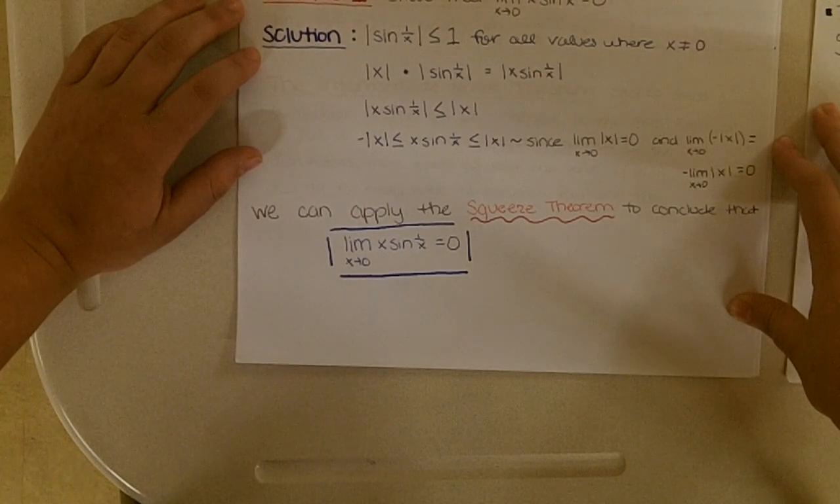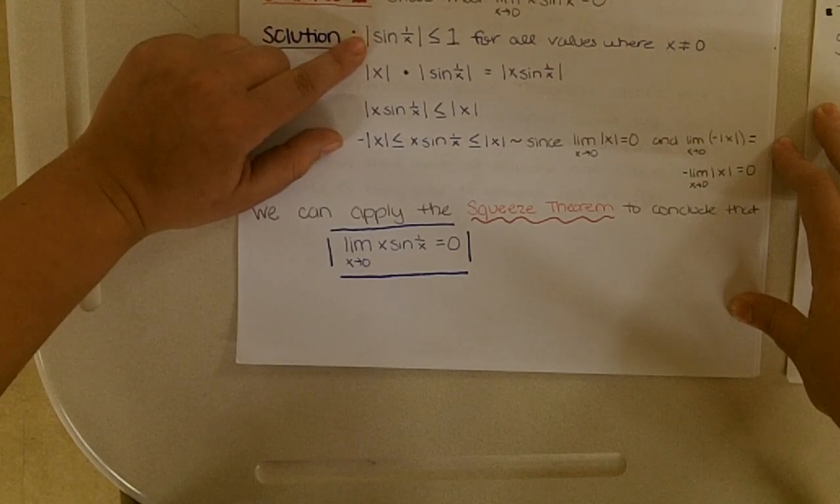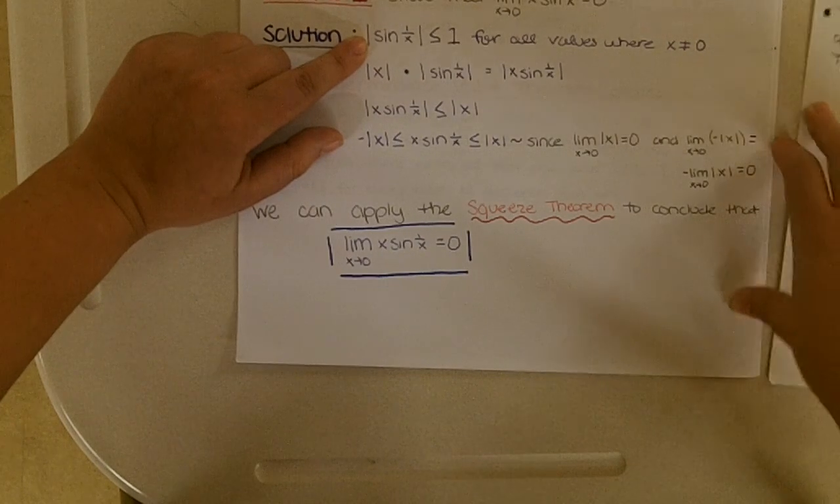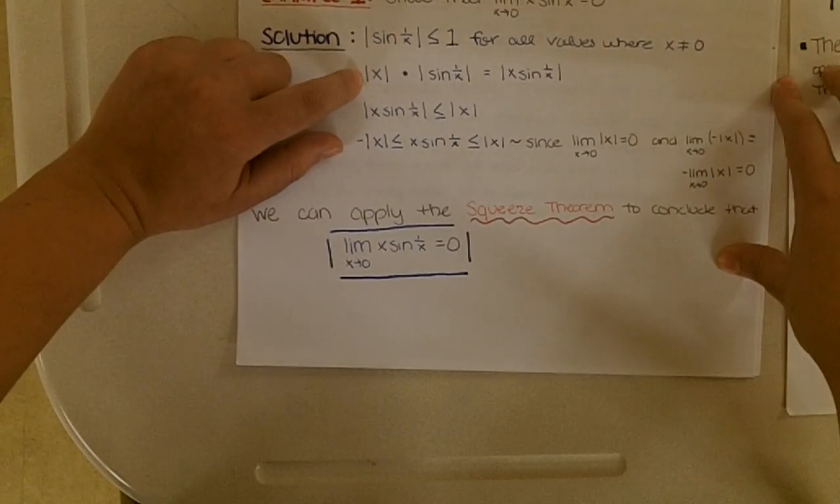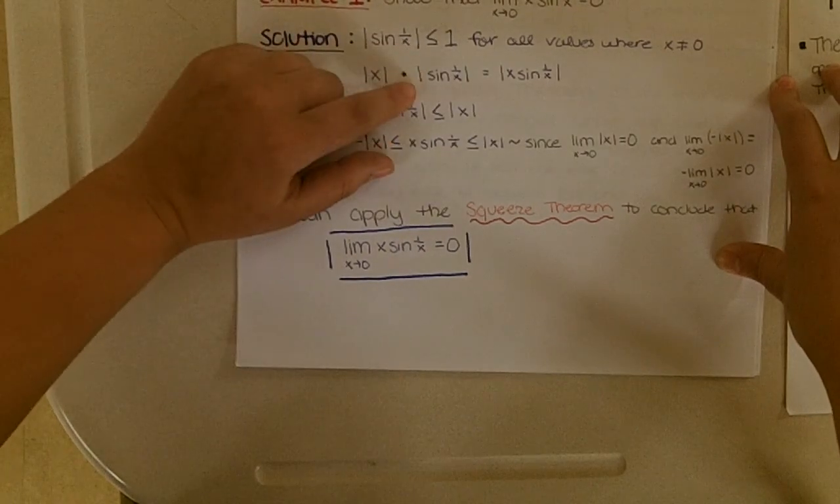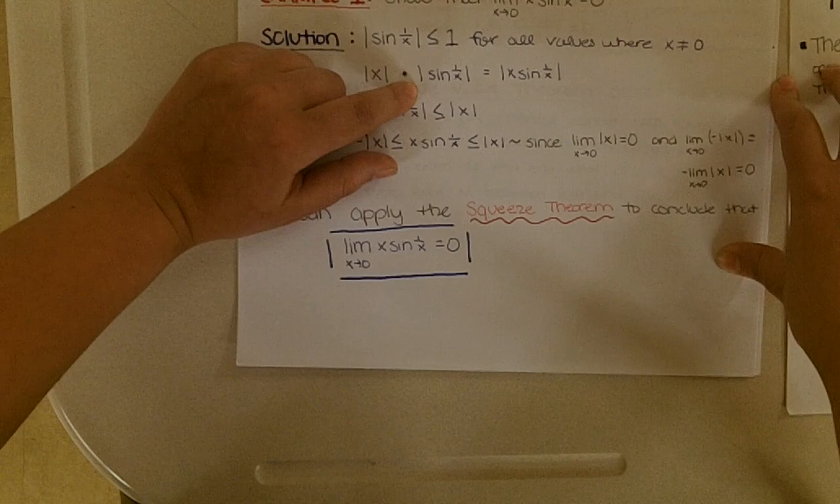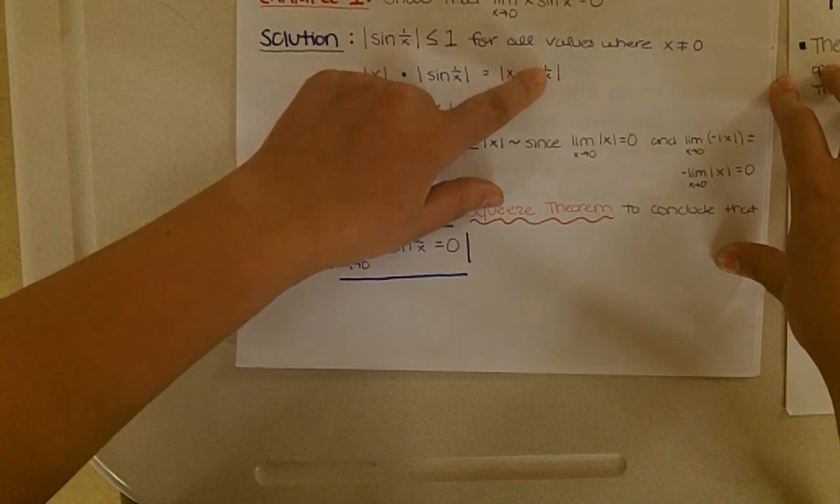Instead, we can apply the Squeeze Theorem. The sine function takes on values between 1 and negative 1, and therefore the absolute value of sine 1 over x is less than or equal to 1 for all values where x does not equal 0. Furthermore, if you multiply the absolute value of x by the absolute value of sine 1 over x, you get the absolute value of x sine 1 over x.